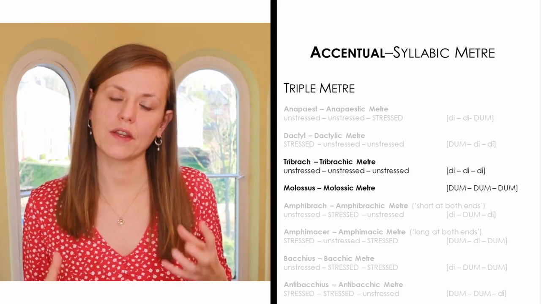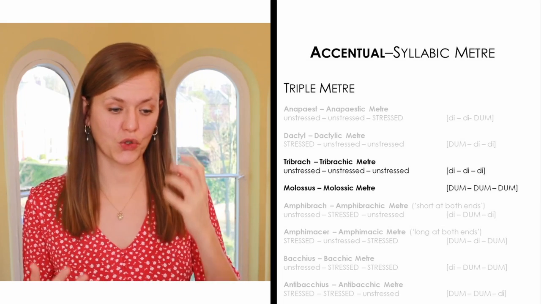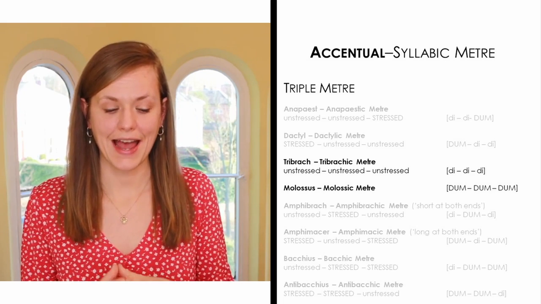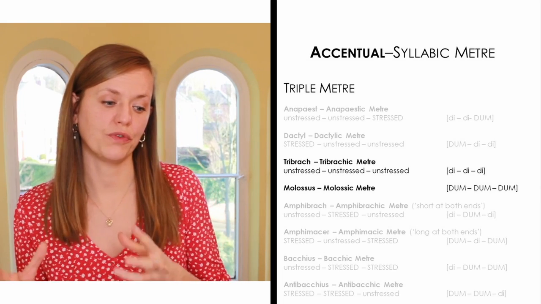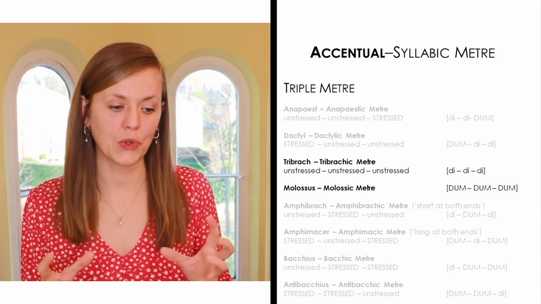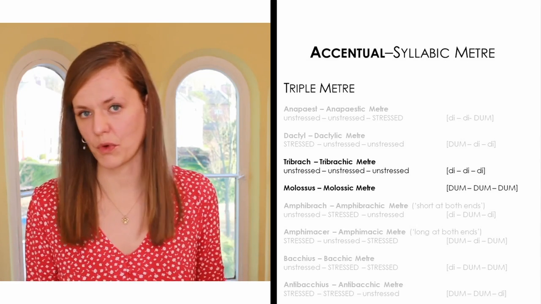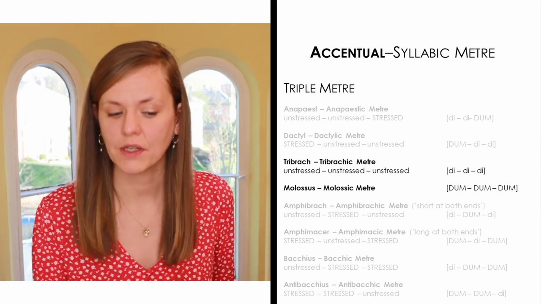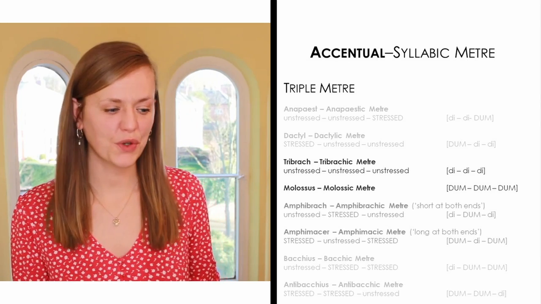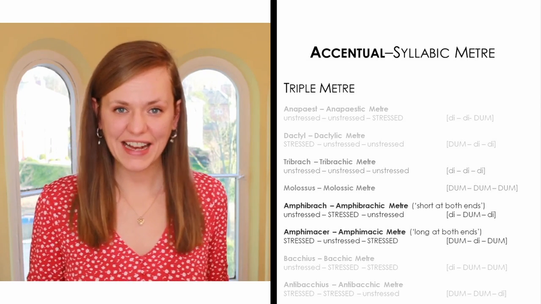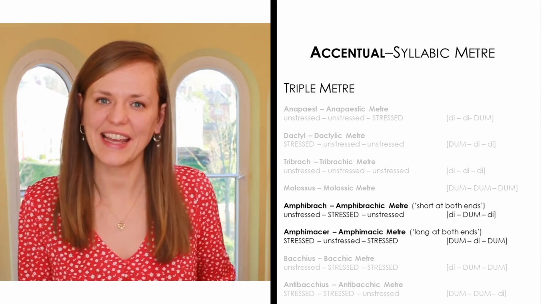So as with pyrrhic and spondaic metrical feet, tribrachic and molossic metrical feet are usually used sporadically and for a particular kind of moment of emphasis. We then move on to amphibrach or amphibrachic meter.